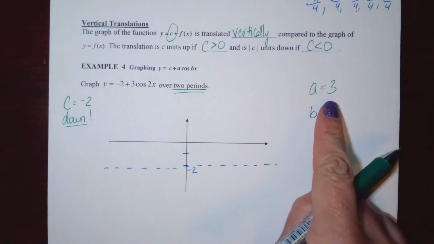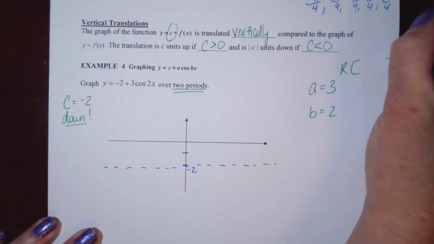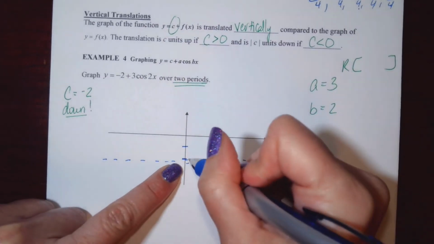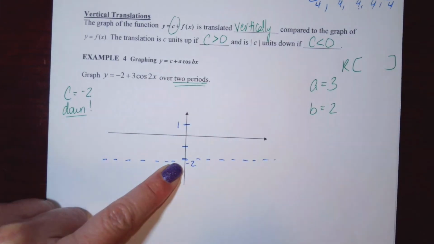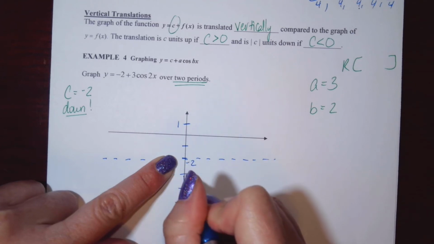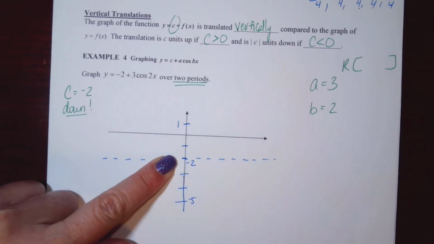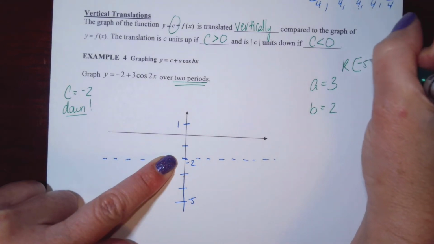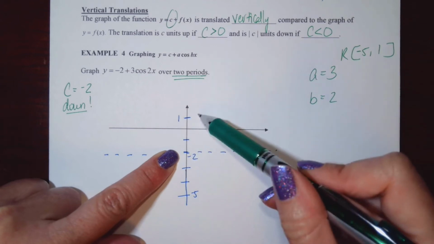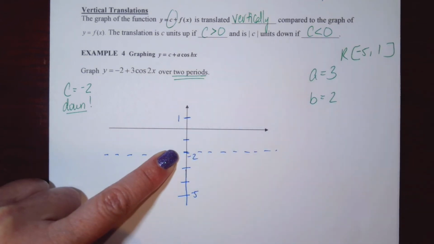Amplitude change. Now, my amplitude is from center. So the range of this function is not -3 to +3. I'm going 3 units from center. So from center, 3 units up puts me at 1. And from center, 3 units down: -3, -4, -5. So my range for this function is from -5 to 1. Total of 6 points because my amplitude is 3. From center, I go up 3 units. From center, I go down 3 units.